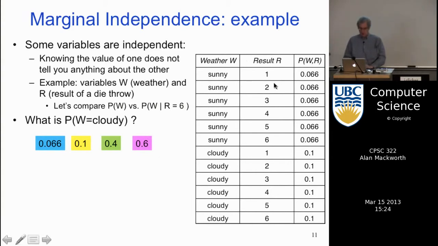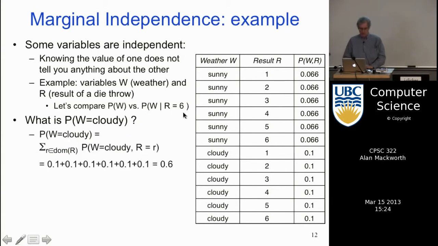I'm marginalizing out the result, so I just add up all the cases where the weather is what I'm interested in, and I get 6 times 0.1, 0.6. Okay? So that's that. But what's this? Probability of the weather given that R is equal to 6. How do we compute that? So first of all, here's how we computed the weather's cloudy. You're marginalizing out the result. So this fancy notation just says you're summing over all r's in the domain of r, where r has this value little r. It's just summing all these probabilities here to give you 0.6.